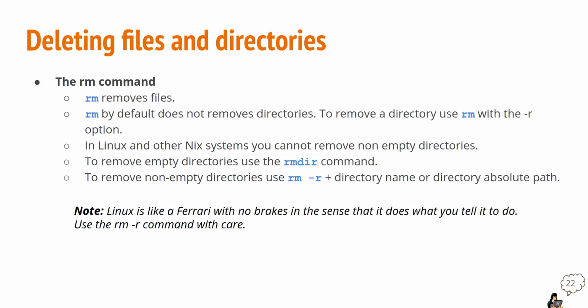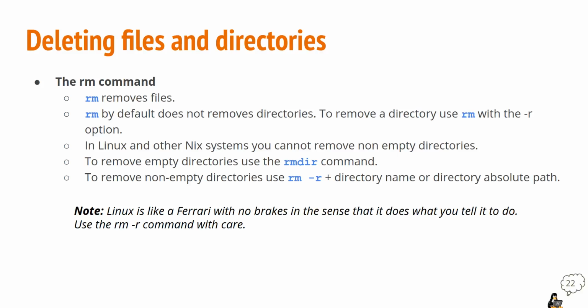which means go inside the directory, delete everything that's inside the directory, then go back out and remove the directory. In Linux and other Unix systems, you cannot remove non-empty directories, meaning if there is a file in that directory, you won't be able to remove it unless the directory is empty. That's exactly why we have the -r option, because it is a pain to delete the content of a directory and then delete the directory.